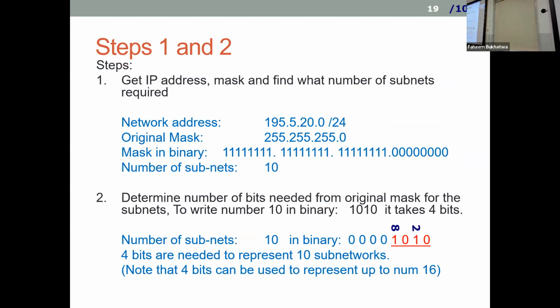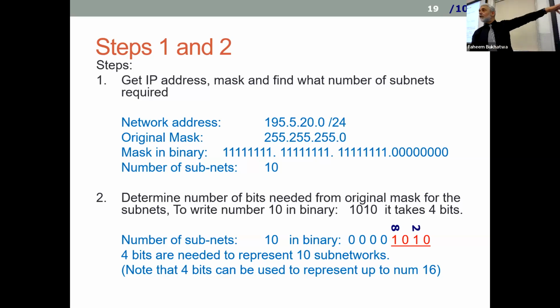What's the mask? We were given mask /24, which in binary means 24 ones followed by 8 zeros. Now we're going to split it into 10 networks. That's just what we have and what's demanded of us.